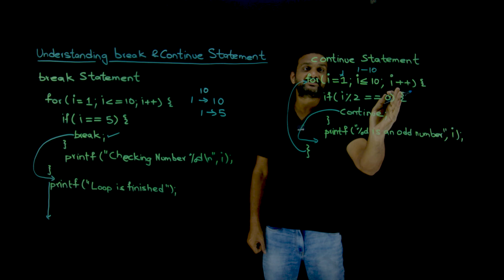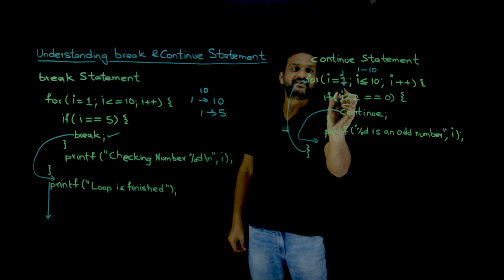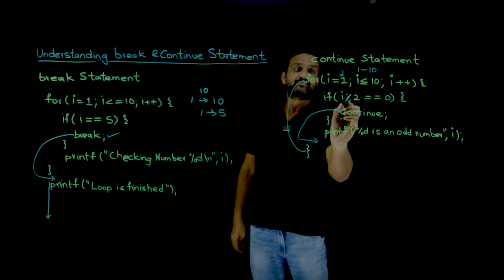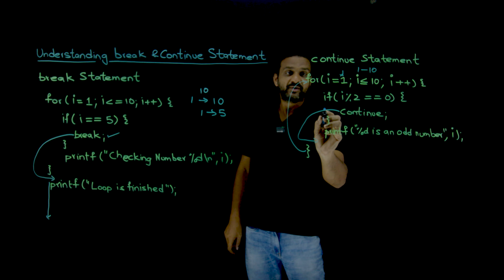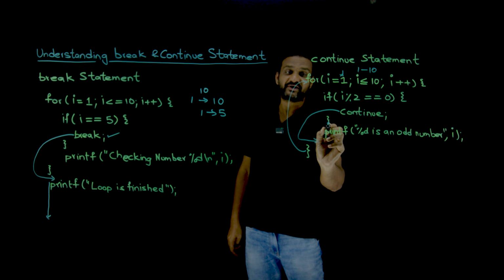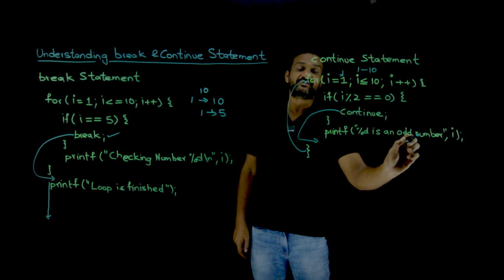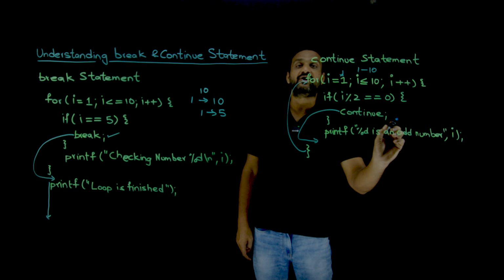Now in the next iteration, for example, if the value of I is equal to 1, is I modulus division 2 equal to 0? No, it is not equal to 0. This if condition will fail, and now the printf statement will get executed. 1 is an odd number.